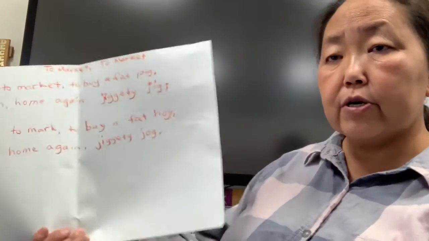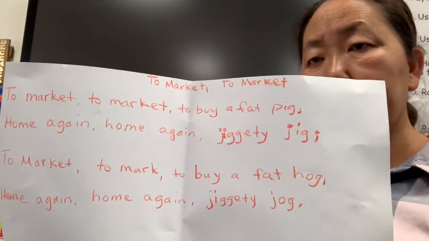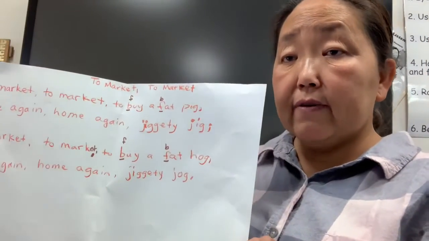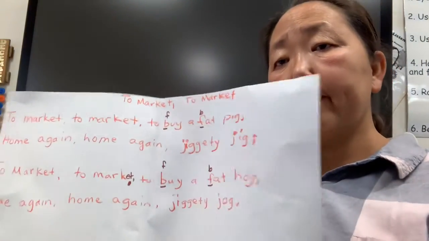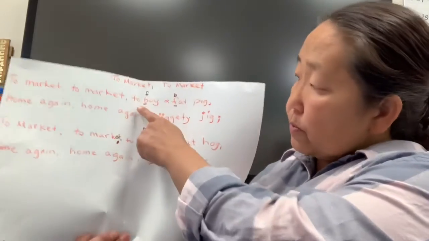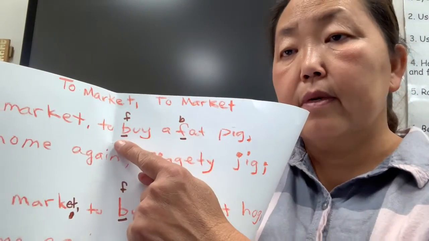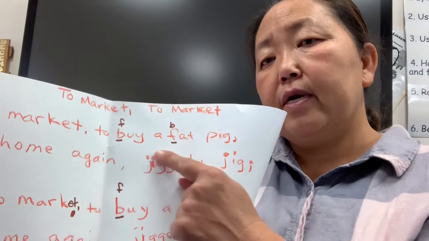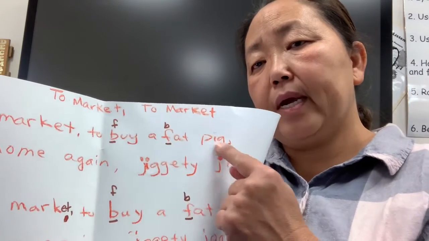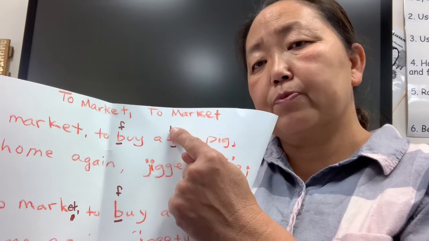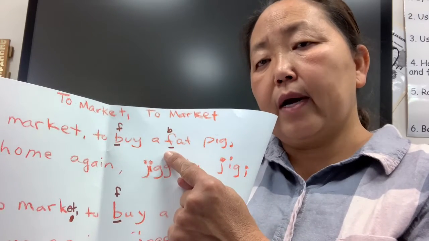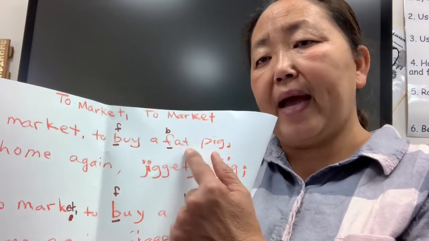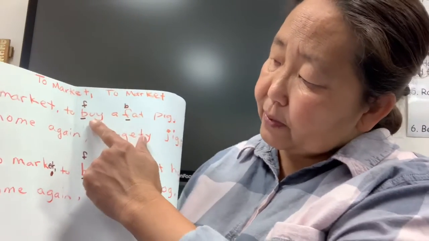Let me get my marker so I can mark them for you, okay? Now I have changed some of the words in the rhyme. Look at the word buy. Instead of saying it with a B, I'm going to change it to F. And on the word fat, I'm going to put a B there. So it will not say fat, it will say bat.